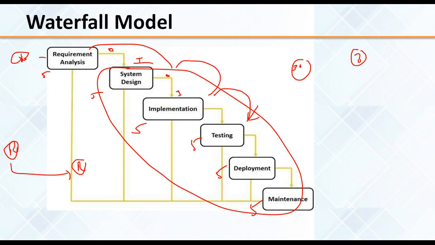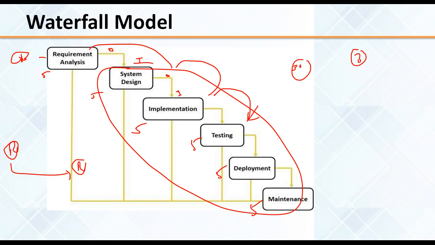So these are the two major challenges. We cannot accommodate frequently changing requirements. In this model, we cannot accommodate frequent changes in the middle of the project. So that's the main issue.